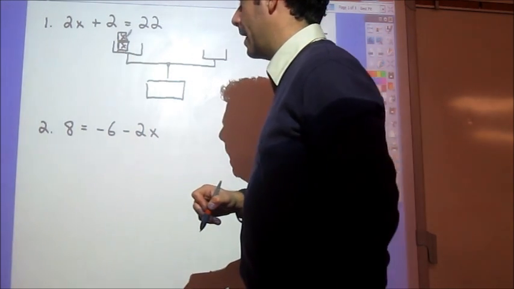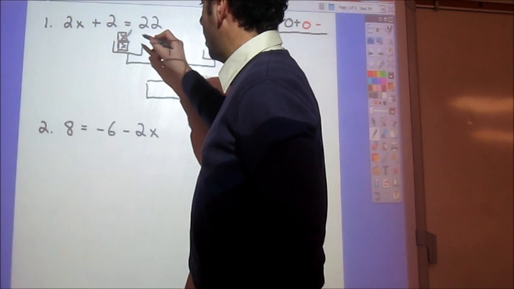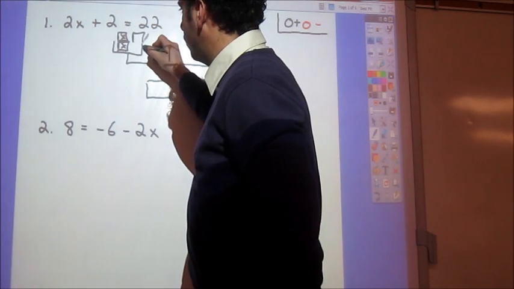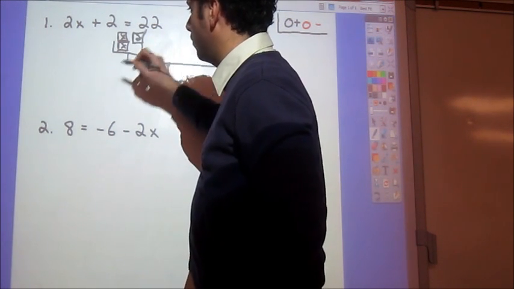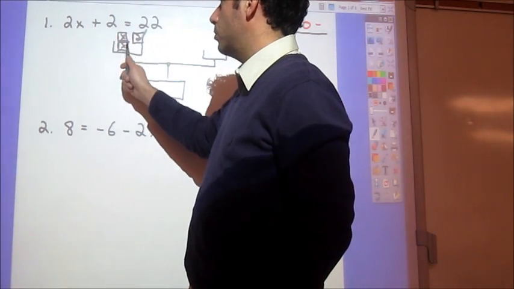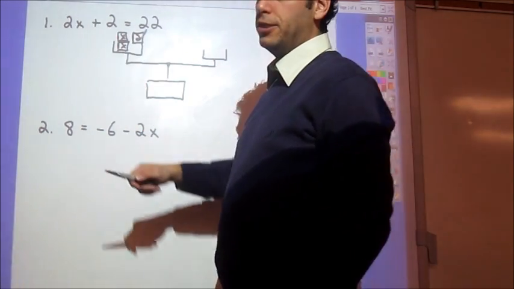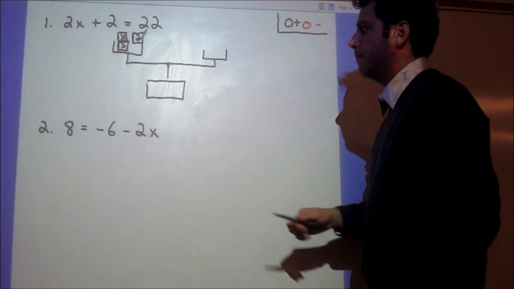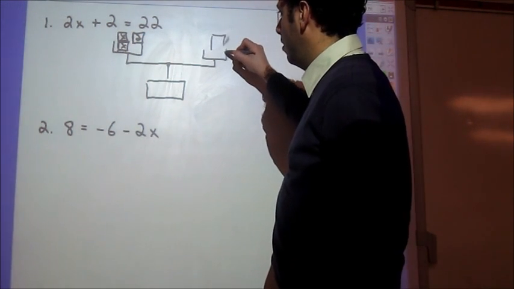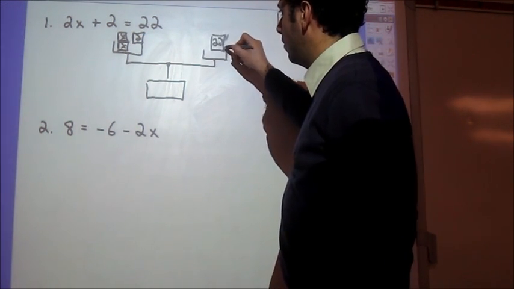Each of them is going to be labeled x to represent the 2 x's. And I'm going to also put the value of 2 over there. It's 2x plus 2. So I've got 2 x's and 2, or plus 2 on that side. And on this side, we've got positive 22.